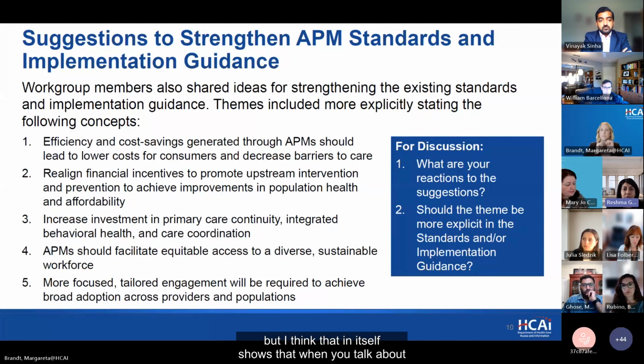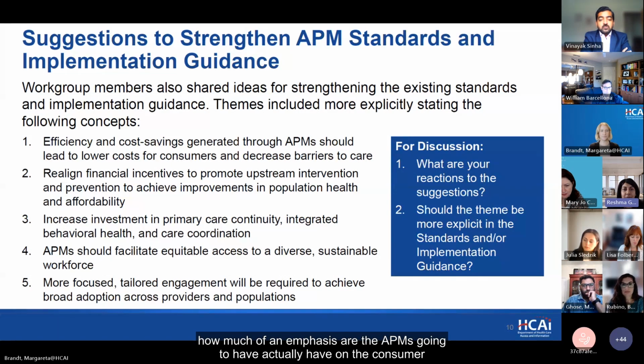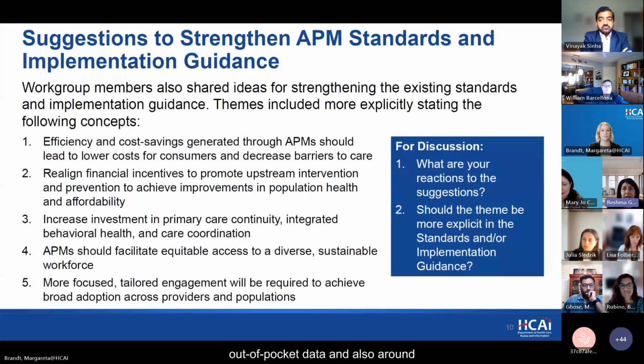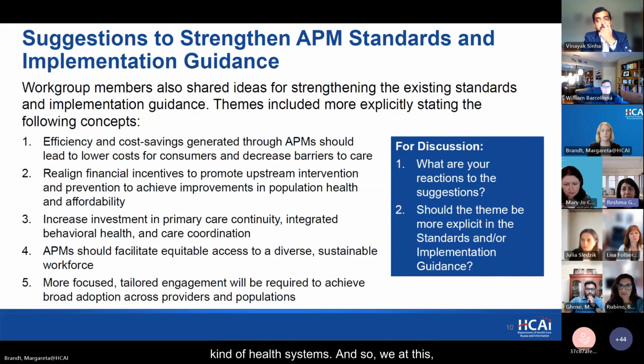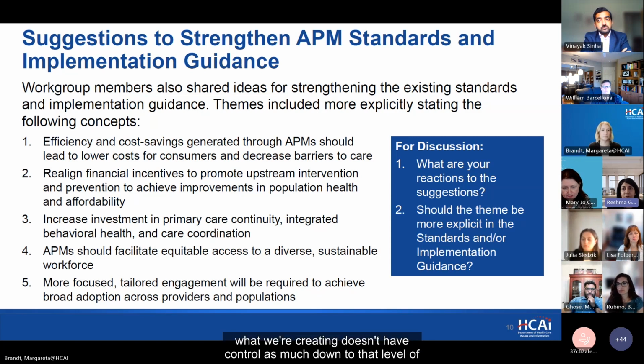But I think that in itself shows that when you talk about connecting this to actual APMs, how much of an emphasis are the APMs going to actually have on the consumer out-of-pocket data? And also around what that means and that translation into actually getting those costs down. A lot of that's going to end up being contracting between payer entities and health systems. And so what we're creating doesn't have control as much down to that level of contracting and getting into the nitty gritty. So that's why I struggle.